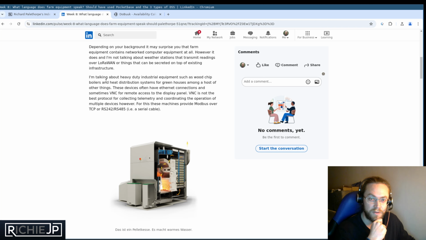And then these machines often have Ethernet connections, which I actually found kind of surprising, or at least pleasantly surprising. And they have VNC for remote access.